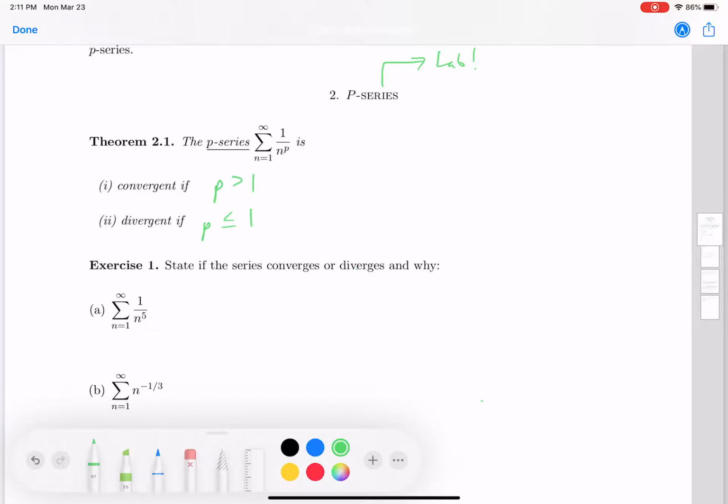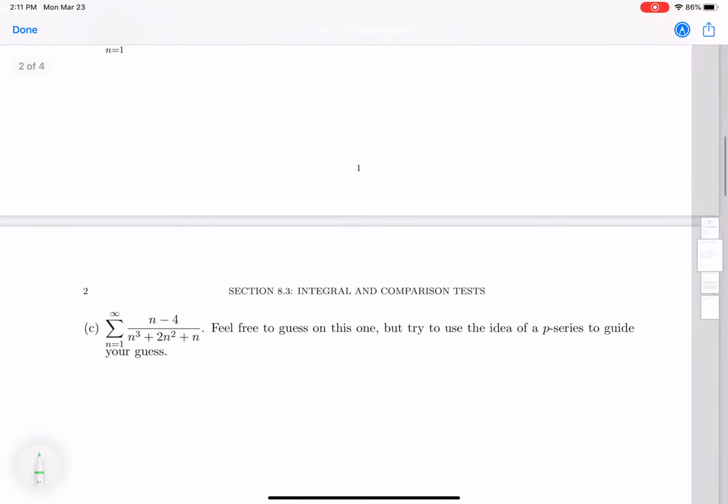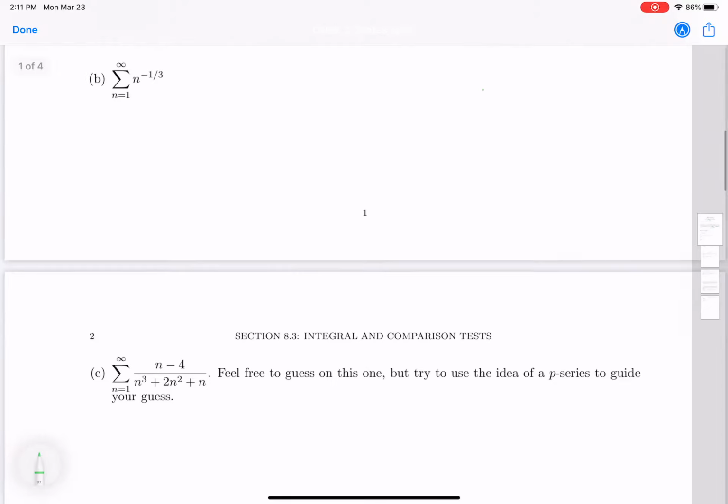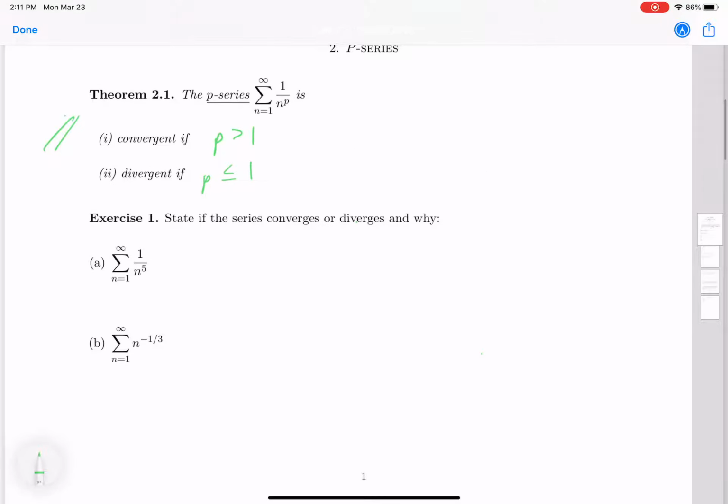So anyways, let's go ahead and use the p-series test to figure out whether these two series converge or diverge. So go ahead and do exercise 1 on your own. There's an A and a B, and there's also a C. The A and the B should be very straightforward and come straight from this theorem. C, maybe not so much. So go ahead and pause the video now. Try to do exercise 1A, B, and C.